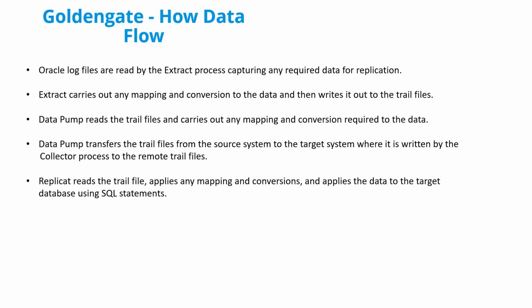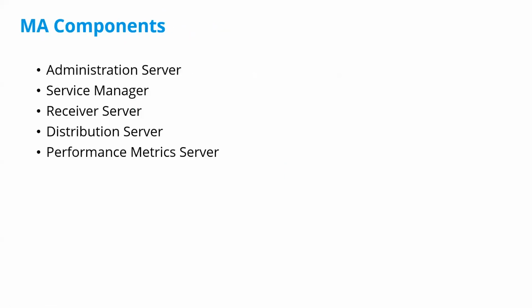Once the data becomes available in the local trail, the data pump process reads the data from the local trail, sends it over the TCP/IP network and writes it to the remote trail on the target side. So once the data is captured by extract, it writes it to the local trail and then to the remote trail with the help of the data pump process. In case of microservices, with the help of the distribution server. Once the data is written into the remote trail, the replicate process reads the data from the remote trail and applies it to the target database.